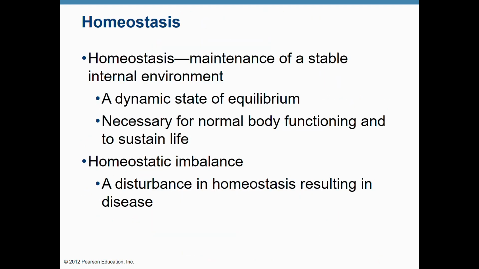Then next, we have homeostasis. So what is homeostasis? Homeostasis is the maintenance of a stable internal environment. So our body is maintaining a state of balance. It is the dynamic state of equilibrium, necessary for normal body functioning in order to sustain life. So what is homeostatic imbalance? This is happening every day, that usually our body is having an imbalance. It is a disturbance in homeostasis resulting in a disease. So if our body cannot control that imbalance, we will develop diseases. But luckily, our body has this homeostatic ability to maintain the balance in our body.